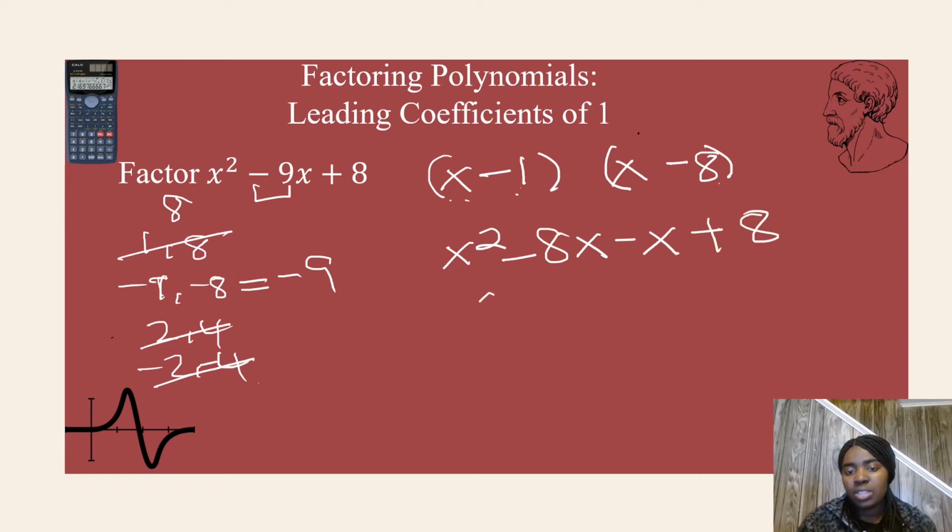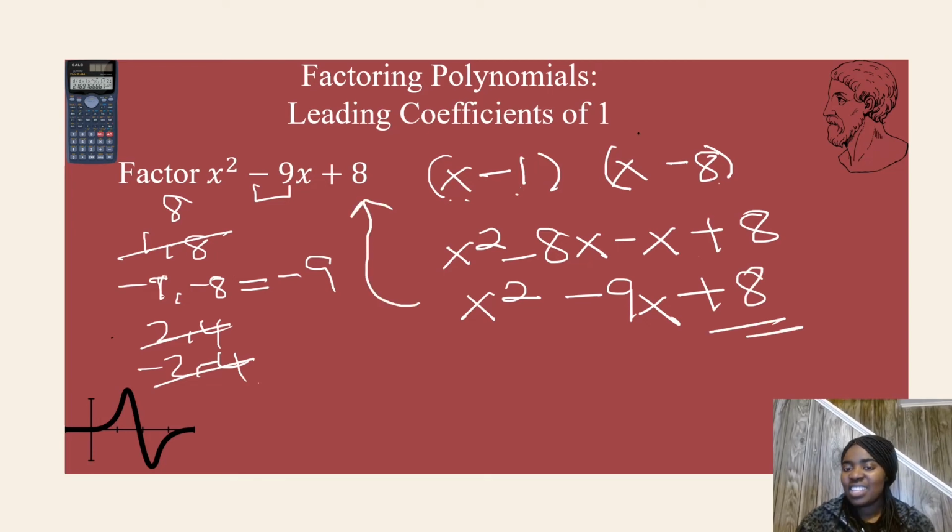Okay, so this gives us x squared. Now -8x minus x is just -9x, okay? Getting more negative. And then +8. And that's exactly what we started with. So that also checks out. Let's move on to the next slide.